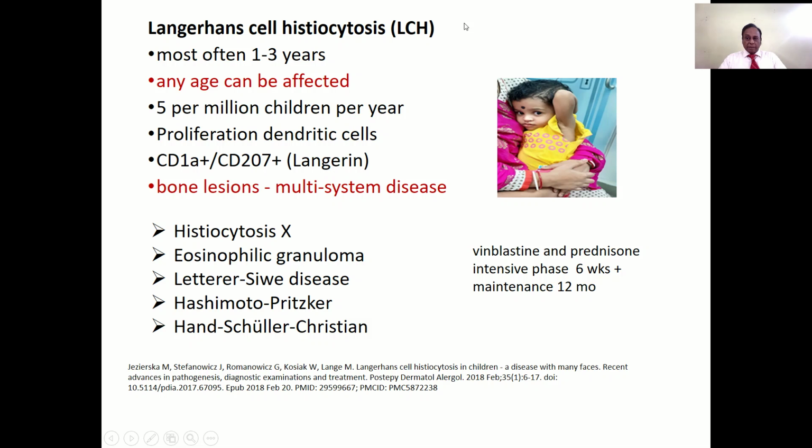LCH can affect any age, not only young age, child or adult. The incidence is 5 per million, and there is a typical proliferation of dendritic cells. Being a multisystemic disease, it predominantly presents with bone lesions, and one of the manifestations is pulmonary.